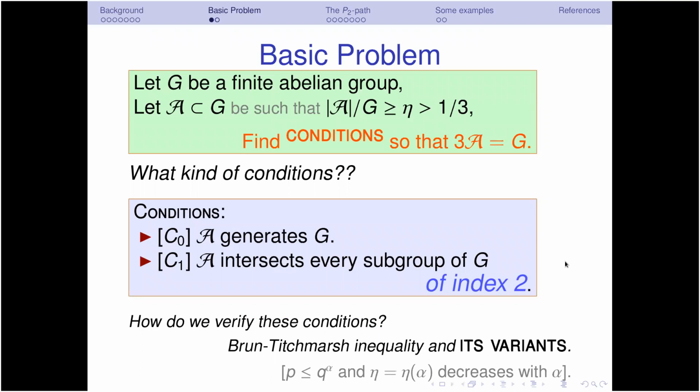That you can do with a potency. And so these conditions, you can easily verify them, by the Brun-Titchmarsh inequality or variants of it, and by what I showed you about primes in a subgroup. Yes.